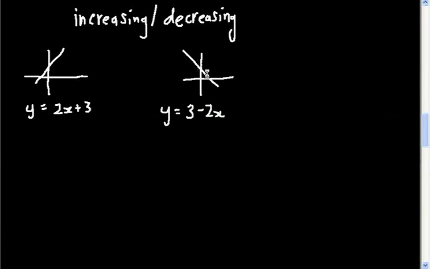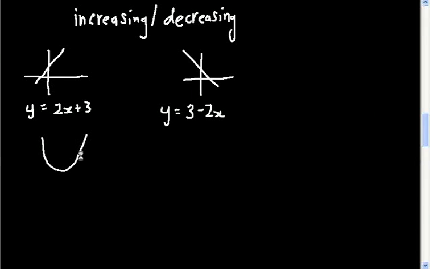A function like this, so that's y is equal to 3 minus 2x, the values decrease as you move along the x values. Okay, so at x is equal to 0, the value of y is 3. At x is equal to 1, the value of y is 1. So the values are decreasing.